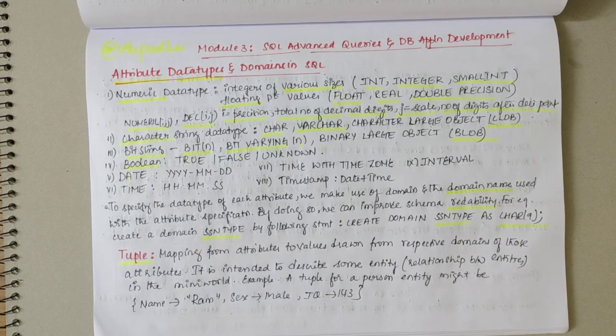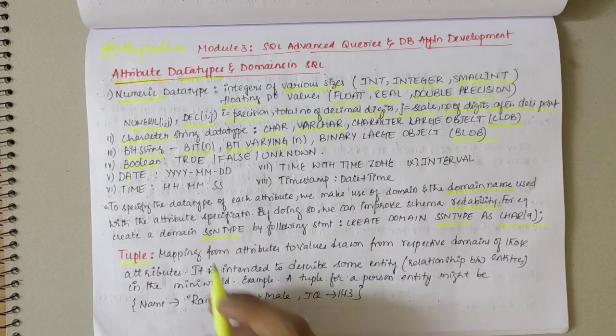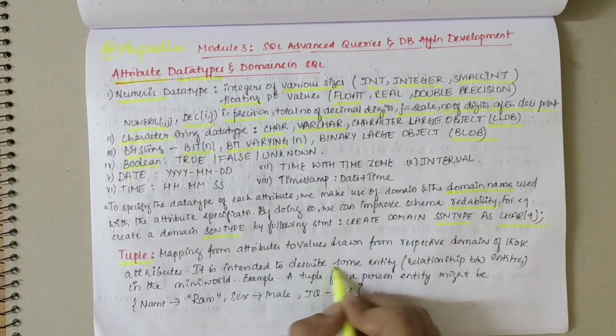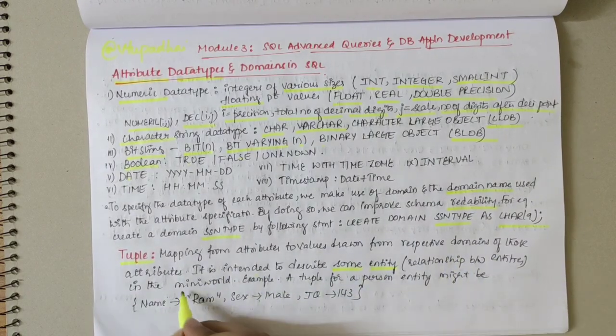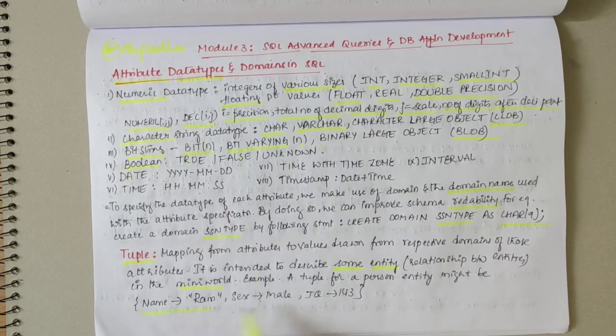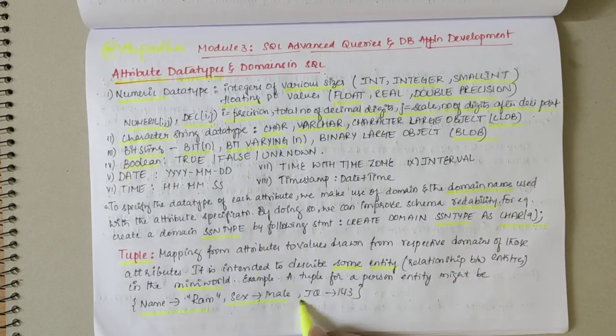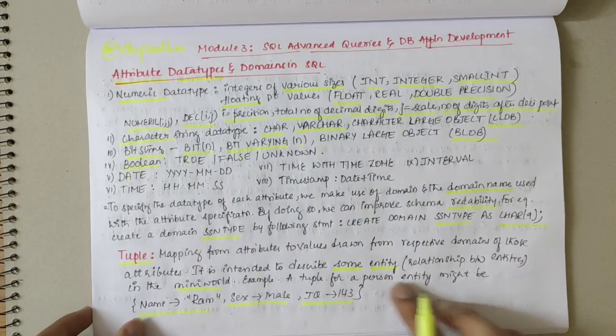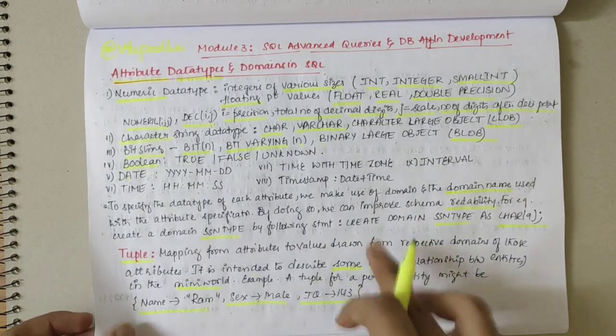Next, we'll look into the definition of tuple. It is a mapping from attributes to values drawn from respective domains of those attributes. It is intended to describe some entity or the relationship in the mini world. For example, a tuple for a person entity might be name and then sex and then IQ. So this is for an entity named person.